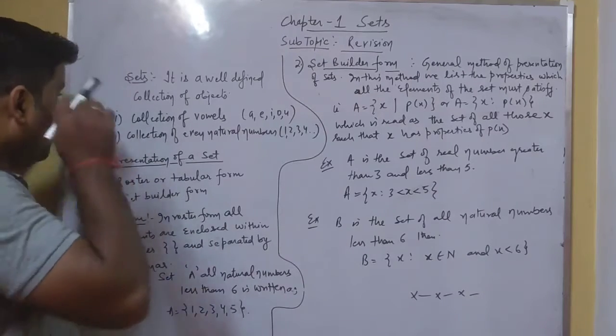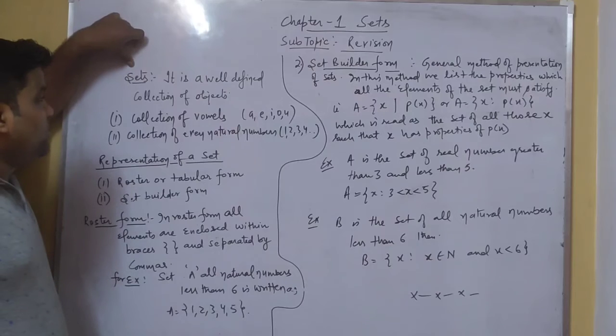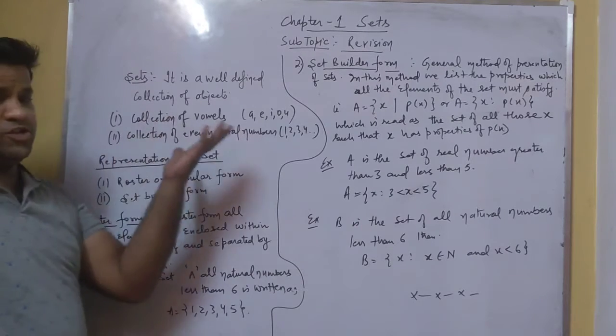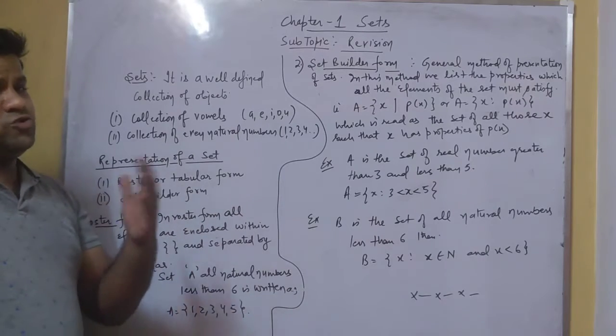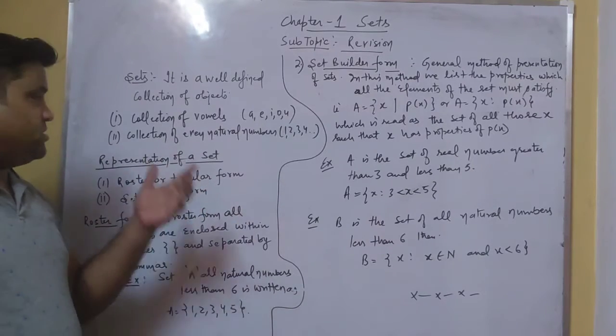Now let us come to the concept of set theory. We know that it is a well-defined collection of objects. Well-defined means a perfect collection of objects. For example, the collection of natural numbers, collection of whole numbers, collection of integers, rational numbers, etc. So these are the examples of a set.